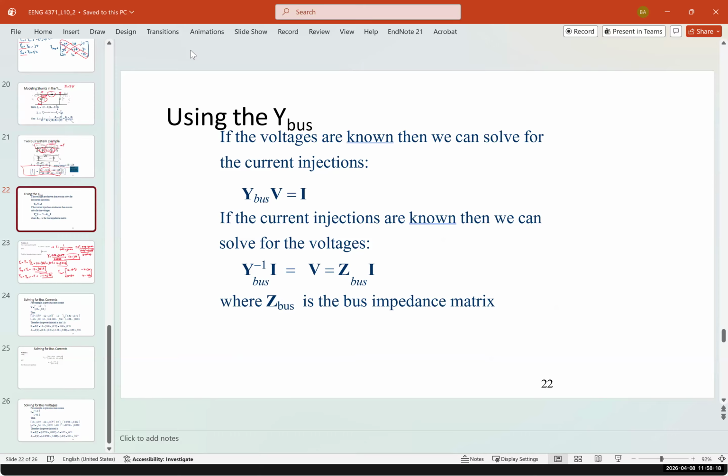Now, we can also use the Y bus. If the voltages are known, we can solve it for the current. In that case, Y bus V is going to be equal to I. In other words, if the current injections are known, then we can solve for the voltages, which is going to be Y inverse times I, where Y inverse is equal to Z, impedance. So V is going to be Z bus I, same as what we had for Ohm's law. Z bus is the bus impedance matrix. So we can have the bus admittance matrix and the bus impedance matrix.